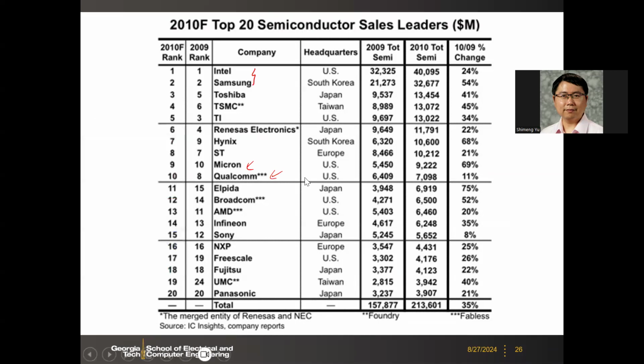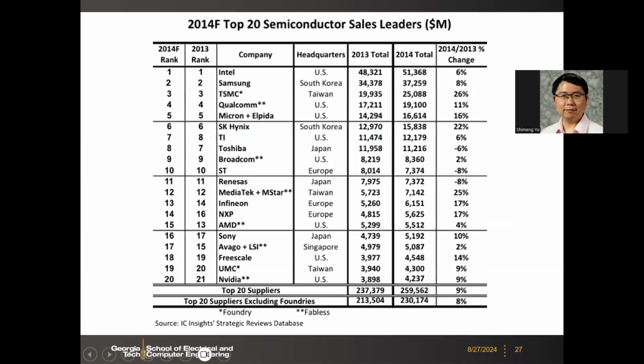And then let's look at 2014. You see big changes, right? Of course, Intel and Samsung are historically always there. And then TSMC jumped to number three. And this is the peak of Qualcomm, 2014. The smartphone is just right at the peak. And then Micron acquired Elpida, which is a Japanese memory company. So Micron, after the acquisition, then became number five.